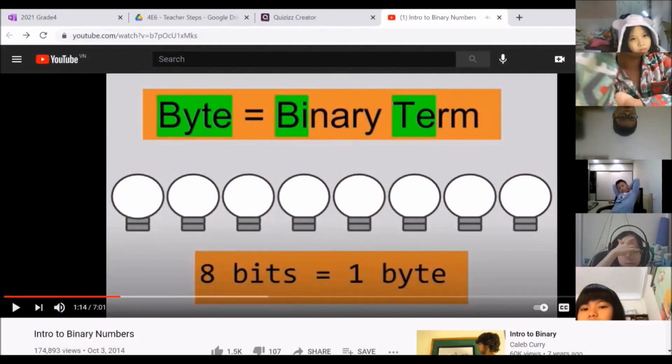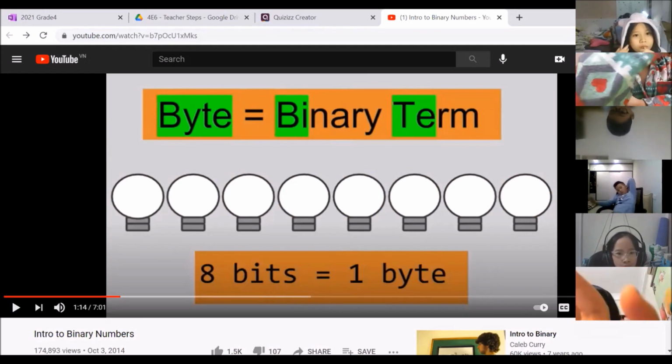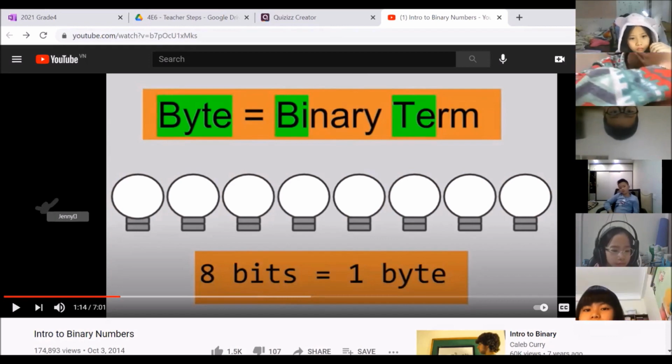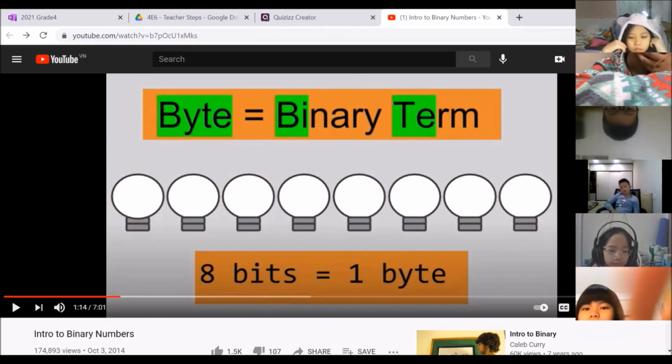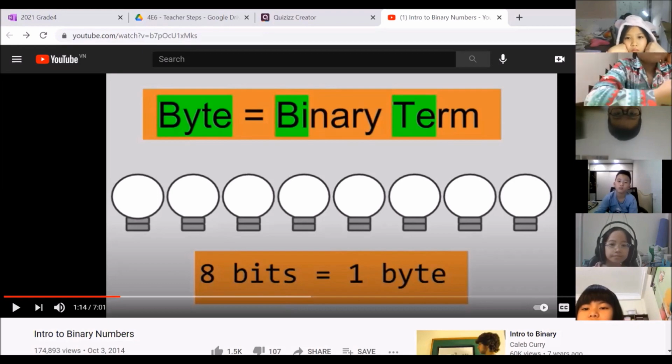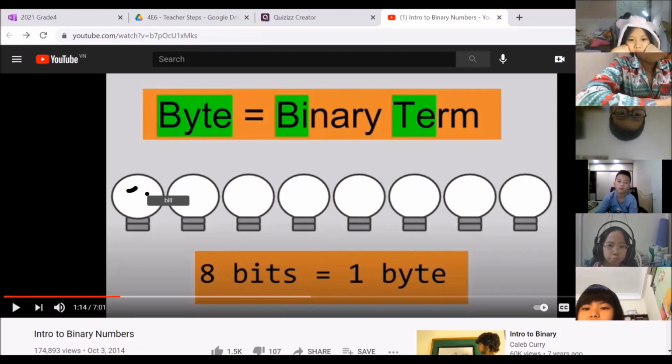Like 10 millimeters is 1 centimeter. 8 bits is equal to 1 byte. We had a look at Super Mario. We had an 8-bit Mario. It was very, very blocky, like a Lego man. And then we had a 64-bit Mario, which had a lot more detail. And that just means that the 64-bit Mario had more units of processing power that went into making it.